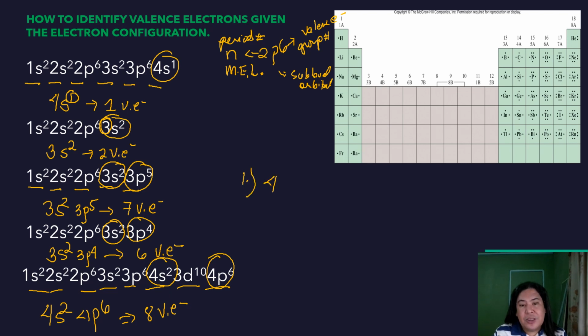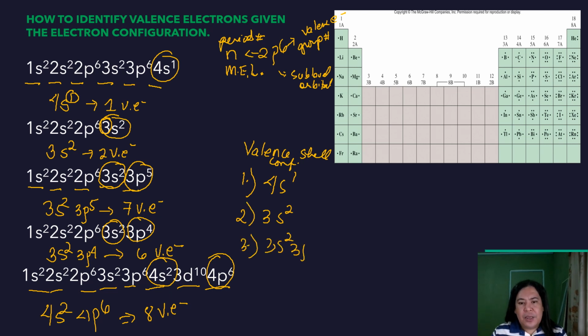So for number 1, that is 4s1. You call this the valence shell configuration. So sa number 2 is 3s2. Number 3 is 3s2, 3p5. Number 4 is 3s2, 3p4. Number 5 is 4s2, 4p6. So these are the valence shell configurations of our 5 examples.